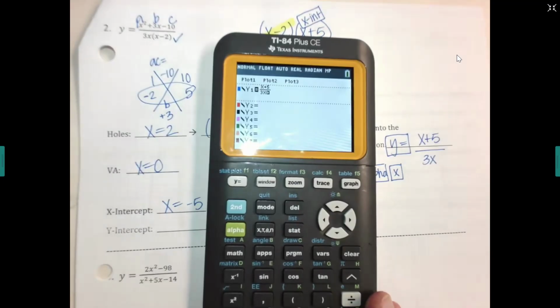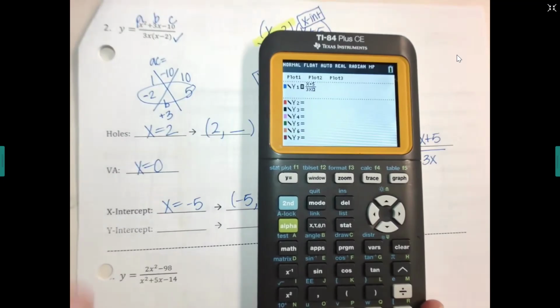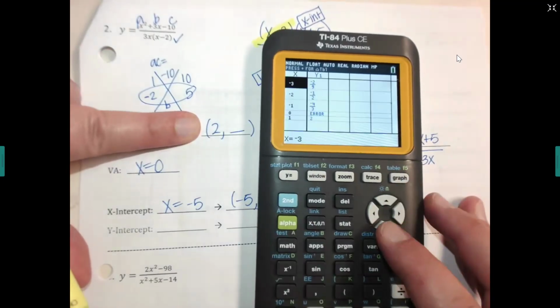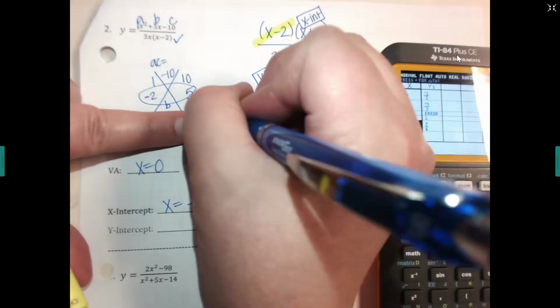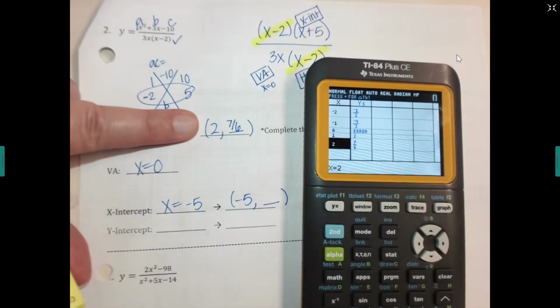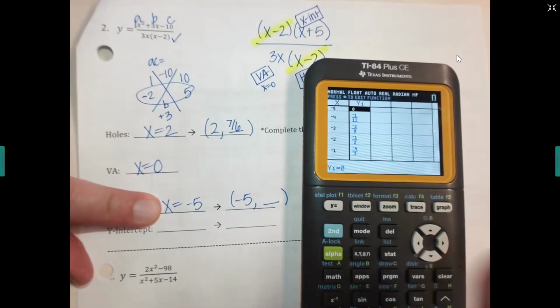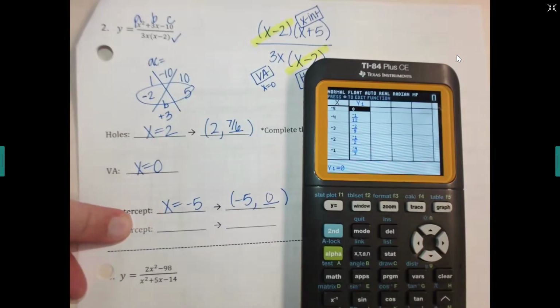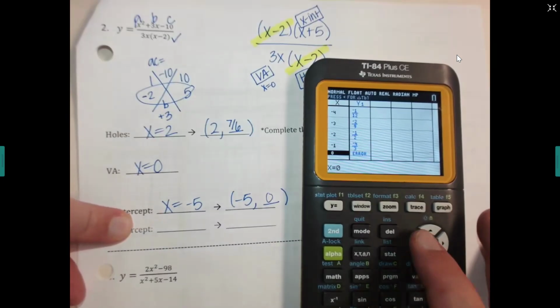Okay, and then from there, you're just looking up partners. So the first partner I'm looking for is 2's partner. 2's partner is 7/6. Okay, the next partner that we want is -5's partner. So I'll just have to scroll for a minute. -5 goes with 0. And then remember that the y-intercept is always 0's partner. So I can just look that up in the table and it goes with an error.